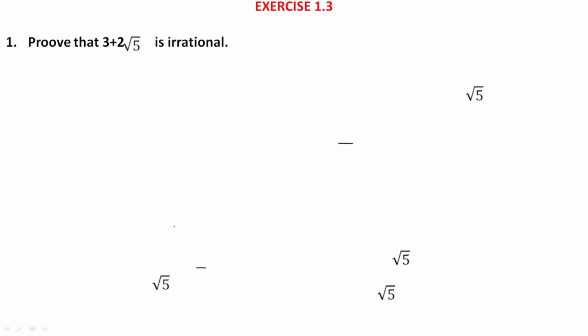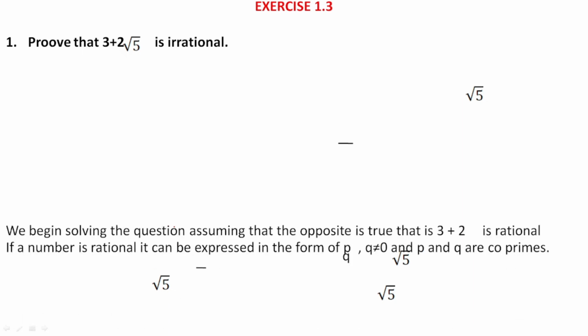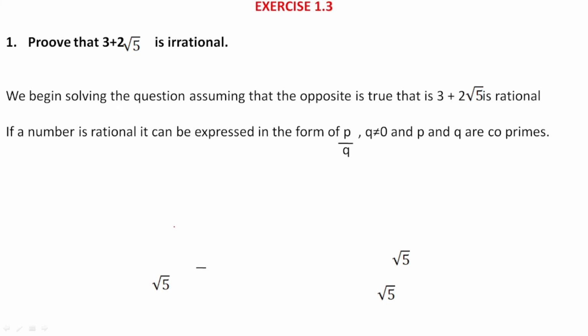So one of the questions in the exercise: 3 plus 2 root 5, prove that it is an irrational number. So we consider this statement for all the proofs, that we begin solving this question assuming that the opposite is true. So what is the opposite? 3 plus 2 root 5 is a rational number.